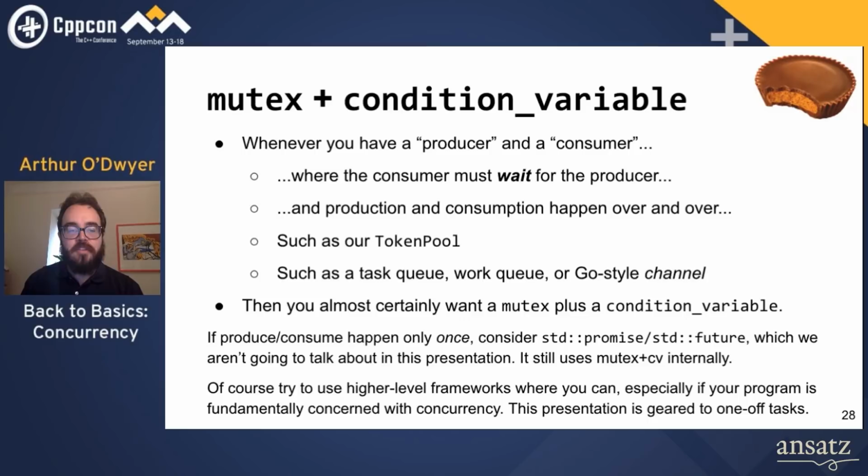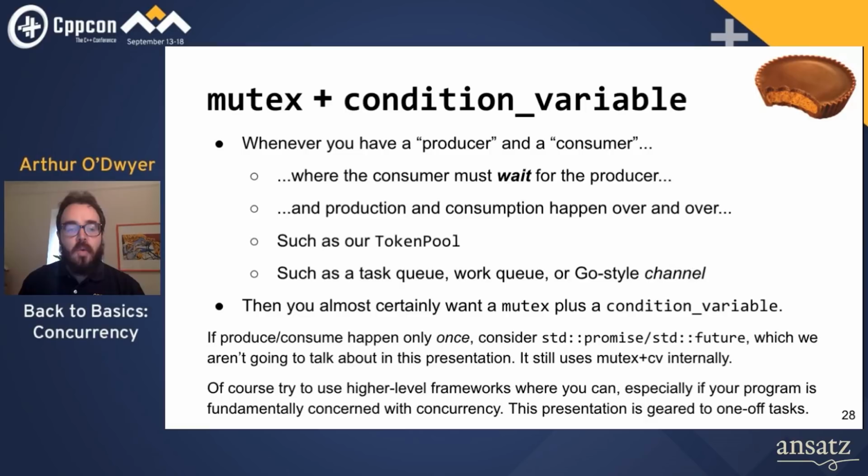We're not going to talk about them a lot in this talk. They are implemented internally in terms of mutex and CV. Promise and future would be appropriate if you just had a producer talking to one consumer and it was a one-shot deal. For something like this, where it's a loop, a task queue, a channel, you want to use a mutex and a condition variable.